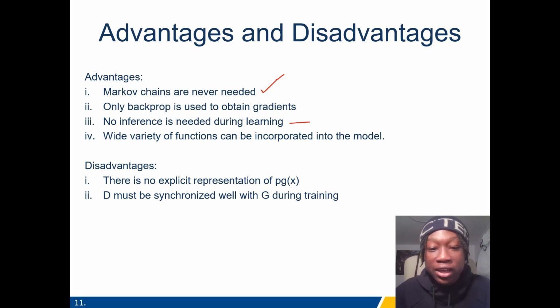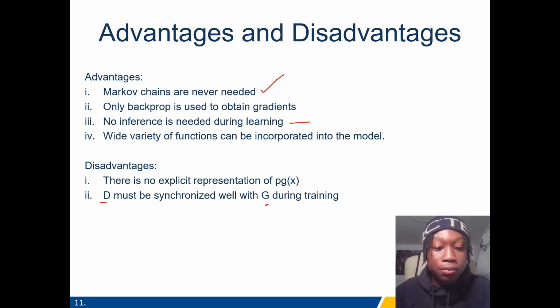For the disadvantages, there's no explicit representation of P of G of X, so the generated data during training is not fully represented. It's only sampled through backpropagation. And the discriminator must be synchronized well with the generator, because if you don't update the discriminator often and the generator just keeps getting better and better with no penalty, then the discriminator starts to lose steps and lose efficiency.